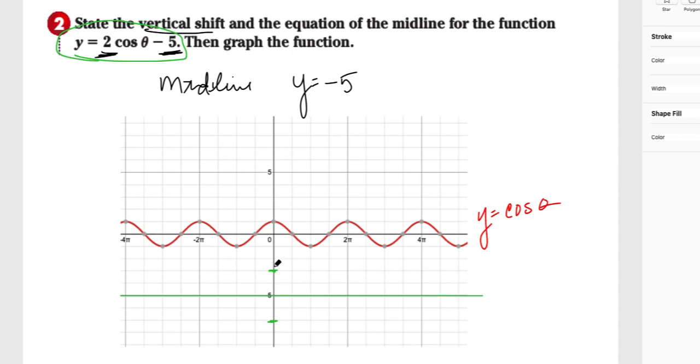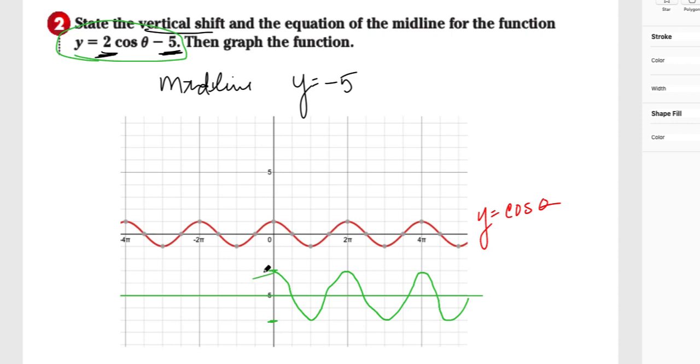And after that, everything else is going to be the same. So in true cosine fashion, we start at the highest value that we can be, and then we go down and back up. And the only thing happening is this stretch and this shift.